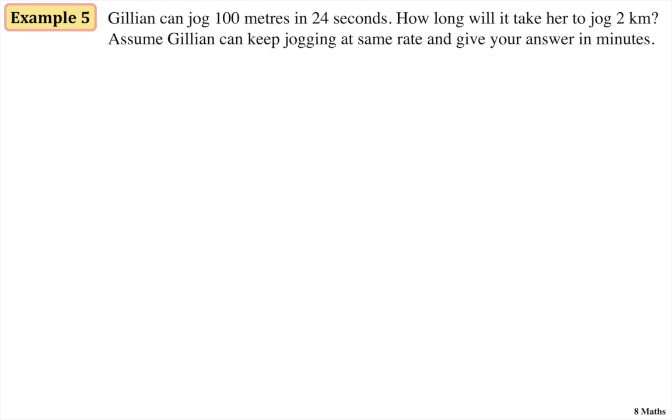Now, the hardest example that we're going to look at for this exercise: Gillian can jog 100 metres in 24 seconds. How long will it take her to jog 2 kilometres? Assume Gillian can keep jogging at the same rate, and we need to give our answer in minutes. Well, first of all, because she can run 100 metres in 24 seconds, I'm going to figure out how many metres there are in the 2 kilometres. Again, there are several ways you could do this. I'm only going to be doing one method for this. So I'm going to convert the 2 kilometres to metres because that's how far she jogs.